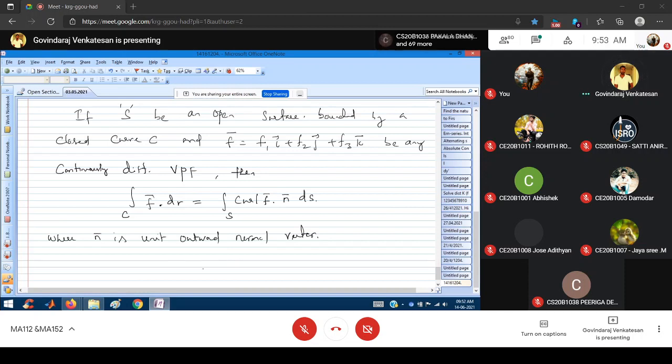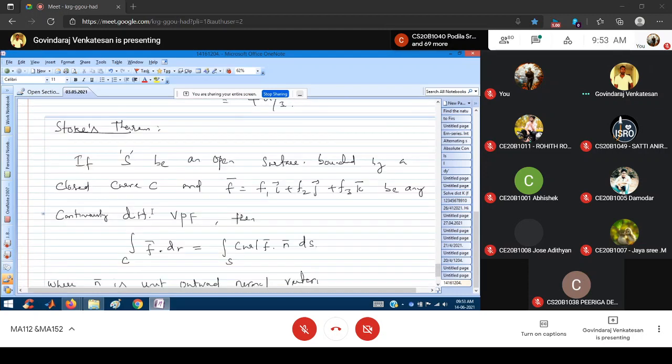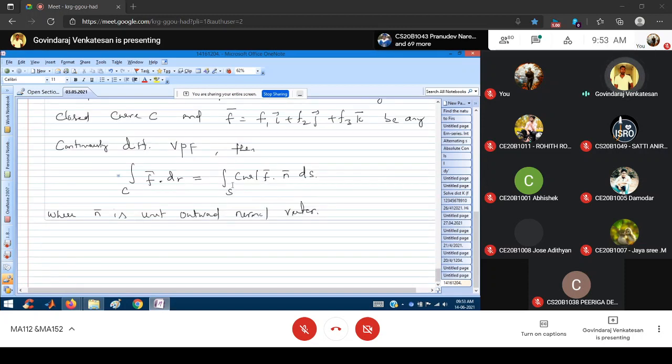Okay. So what is this? This is our actual line integral, right? Line integral over C of f dot dr vector is the line integral, and integral over S of curl f dot n vector into ds is nothing but our surface integral. So Stokes theorem states that let S be any open surface bounded by the closed curve C and f is the vector point function, then this integral defines the Stokes theorem. The line integral is exactly equal to the surface integral.